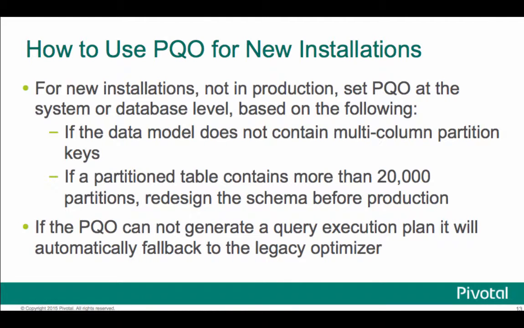For new installations that are not in production, set PQO at the system or database level as long as the following are true. The data model doesn't contain multi-column partition keys, and no partition table has more than 20,000 partitions. If that's the case, you'd need to redesign the schema. Maybe go to a coarser grained partition specification. And always know that if PQO is unable to generate a plan, it will fall back automatically to the legacy optimizer.